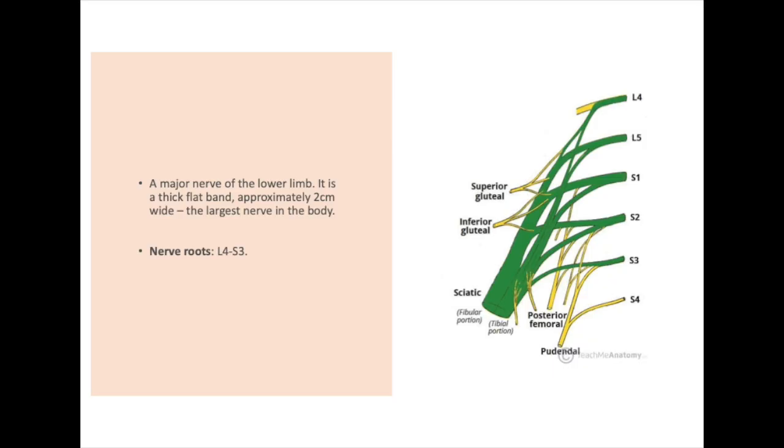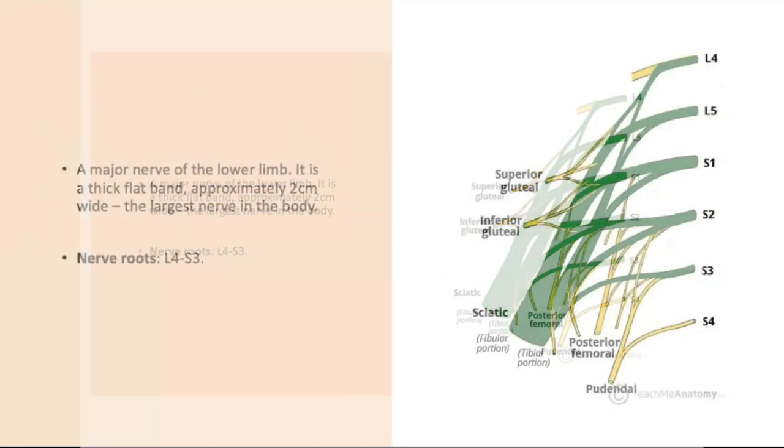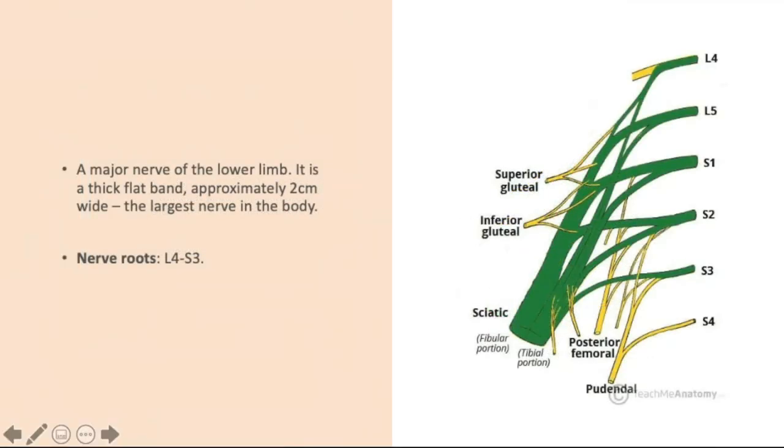The sacral plexus is derived from the lumbosacral trunk, L4, L5 to S3, and the plexus emerges within the pelvis. The major branch of the sacral plexus is the sciatic nerve. Other nerves include the posterior femoral cutaneous nerve, superior gluteal nerve, inferior gluteal nerve, and the nerve to the quadratus femoris. Some fun facts about the sciatic nerve: it is the major nerve of the lower limb, a thick, flat band, and also the largest nerve in the body.